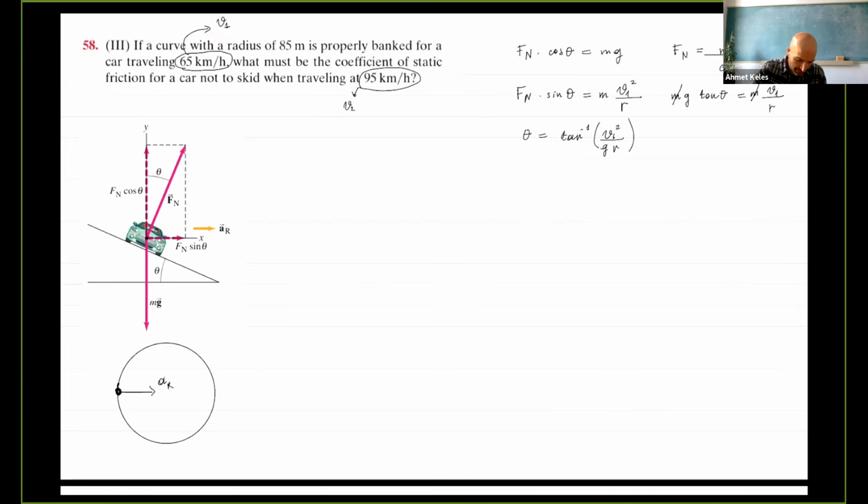Now let's put the friction, and the friction is like what? Friction is going to be, okay, maybe I can use a different color to make it more visible. So friction is going to be on the car, and it's going to be along this direction. This is F friction, okay?